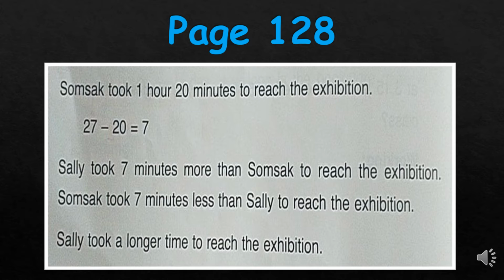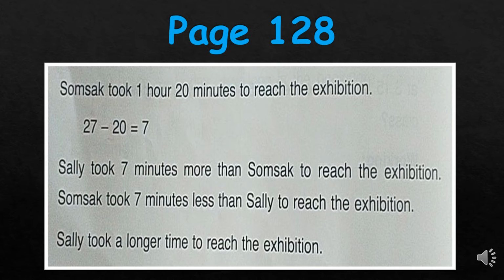Now, the question was, who took the longest to reach the exhibition? Somsak took 1 hour and 20 minutes. Sally took 1 hour and 27 minutes. So we know that Sally took 7 minutes more than Somsak to reach the exhibition. Somsak took 7 minutes less than Sally. So the answer is Sally took a longer time to reach the exhibition.